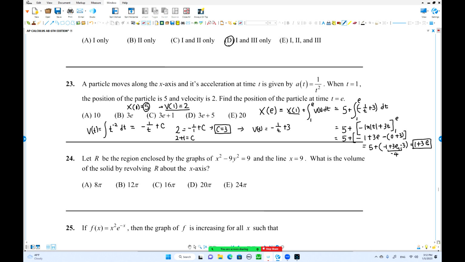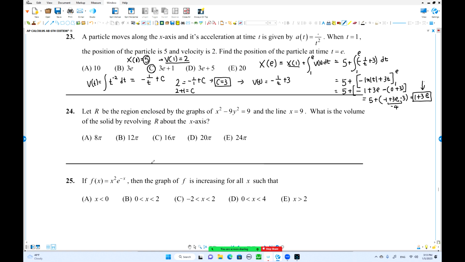At time t, the particle is at these positions, okay? 1 plus 3e. So 3 plus 1 is the answer, okay? Any questions on number 23? No. Is that understandable? Yes. It's okay, right? Okay. Now the next one, the area, all right?